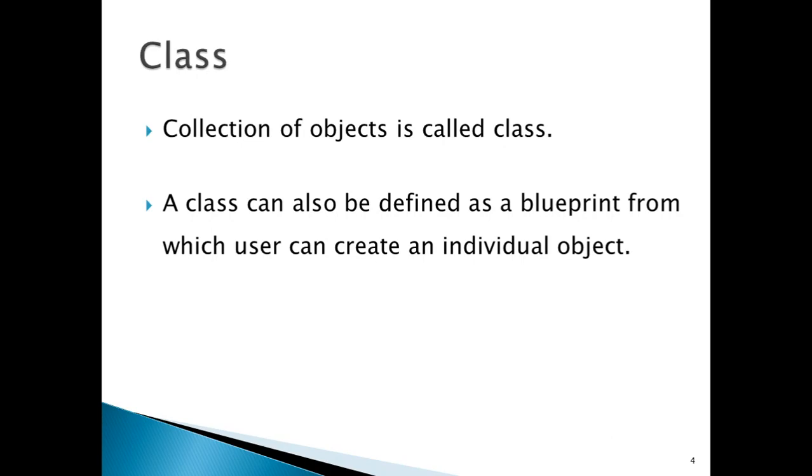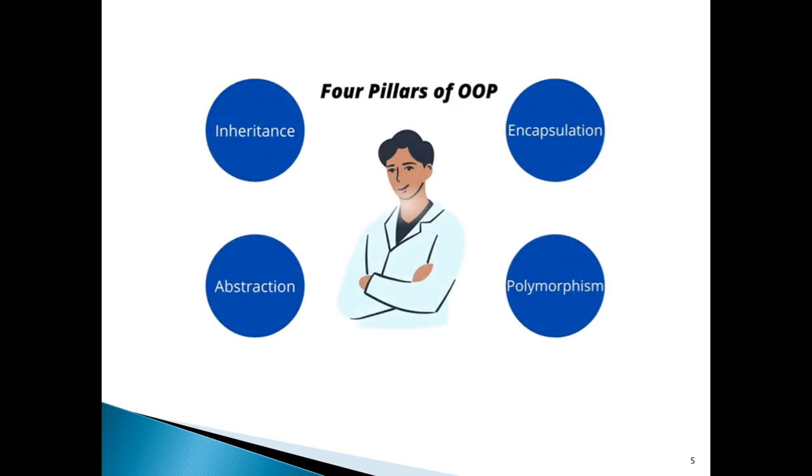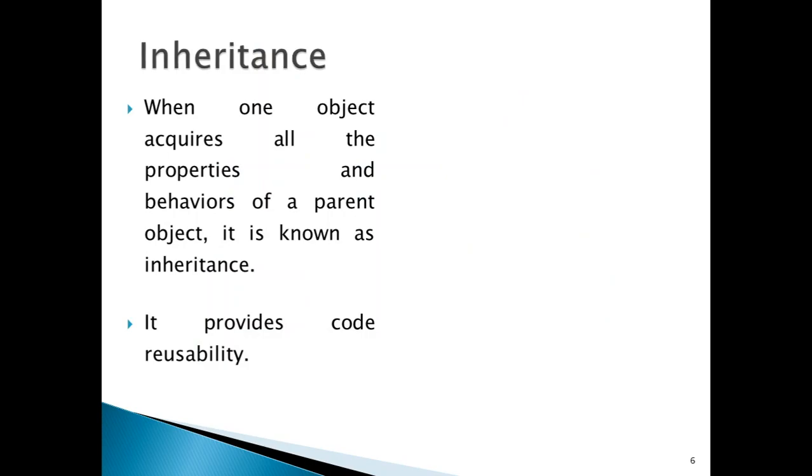The collection of objects is called a class, which is defined as a blueprint from which the user can create individual objects. This object and class are followed by the four pillars of the OOPS concepts. The first one is inheritance, then encapsulation, polymorphism, and abstraction. Let us see one by one.